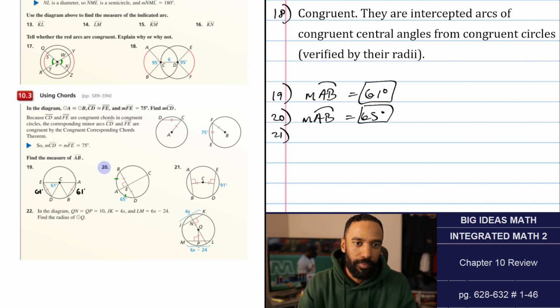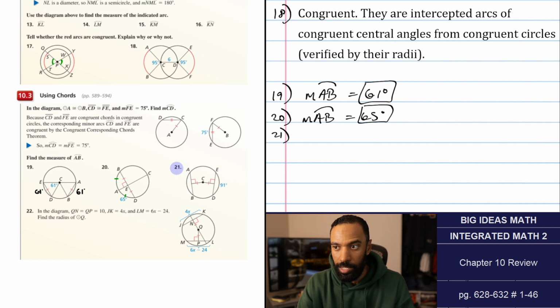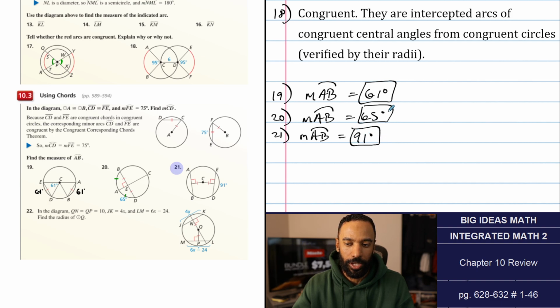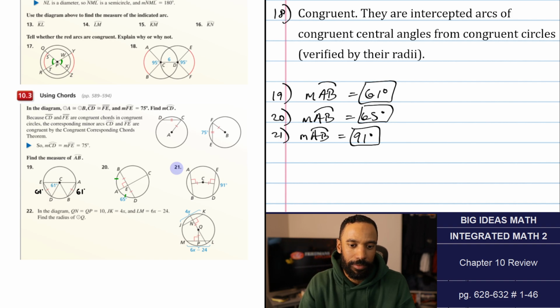Number 21, this is a different theorem where you have two chords that are equidistant from this center. We know they're equidistant because they show the congruent marks. They show the perpendicular part, which means shortest distance is the same. When they are both equidistant from there, then the chords are congruent. And if you have congruent chords, then you have congruent minor arcs that stem from these. So if measure of arc ED is 91 degrees, then measure of arc AB is also 91 degrees. Once again, one of those things that you could probably just look at and go, is it 91? Yeah. But hopefully you can get the where and why of that.